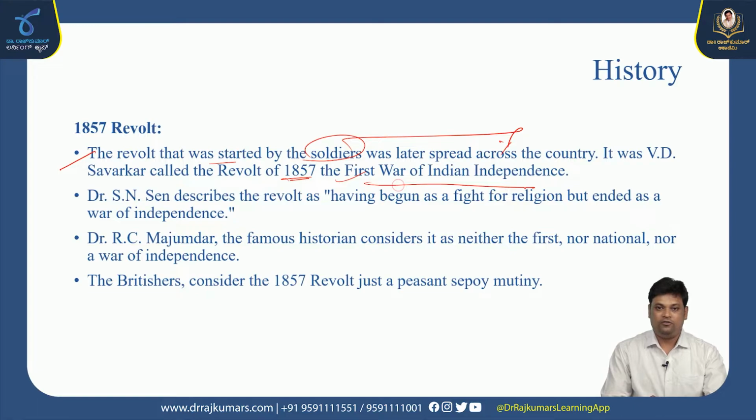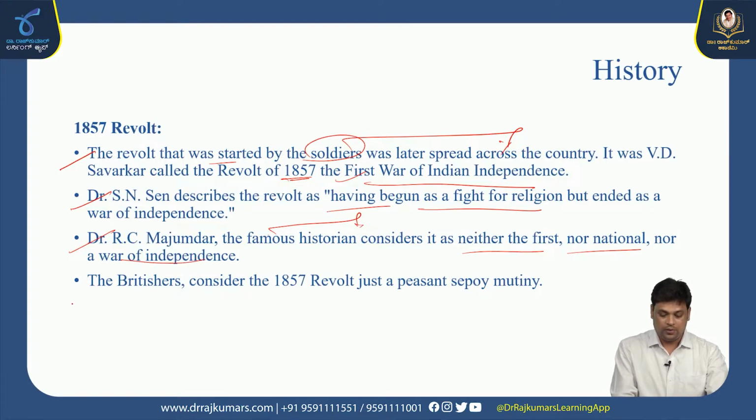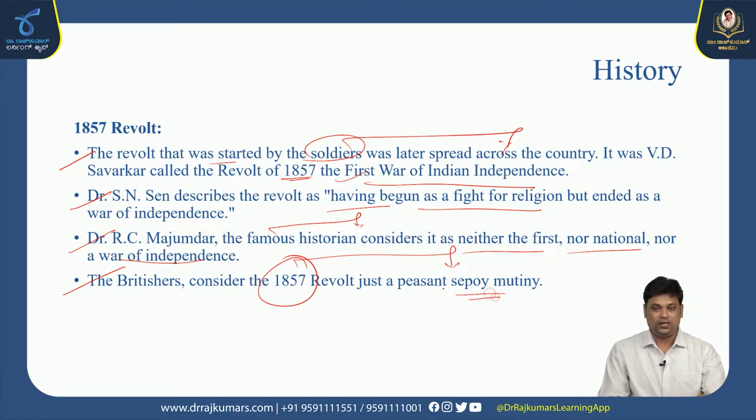Other than that, a few people also named the 1857 revolt in a different manner. Dr. S.N. Sen described the revolt as having begun as a fight for religion but ended as a war of independence. Dr. R.C. Majumdar, the famous historian, considered it neither the first, nor national, nor a war of independence. The British considered the 1857 revolt just a peasant or sepoy mutiny. Okay, these are all the names behind the 1857 revolt.